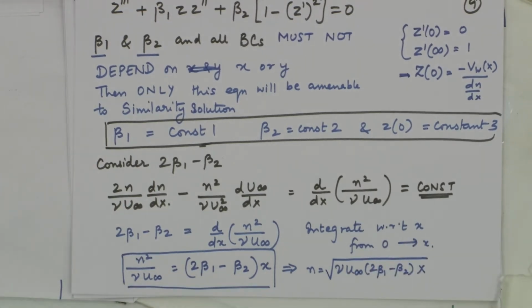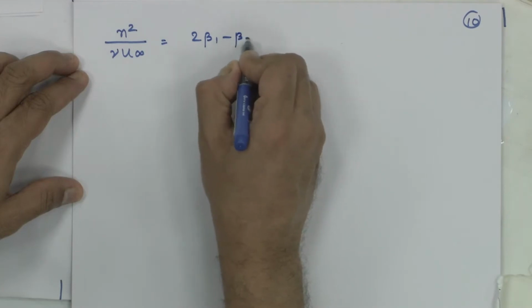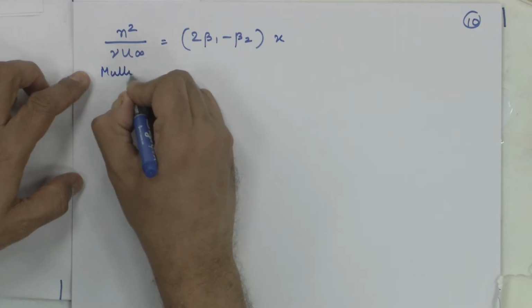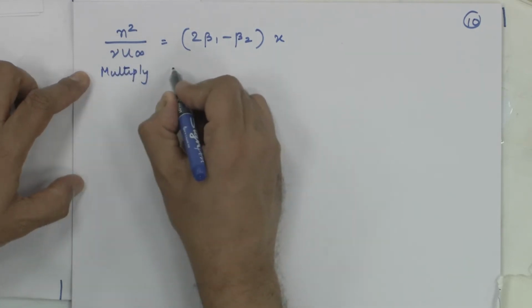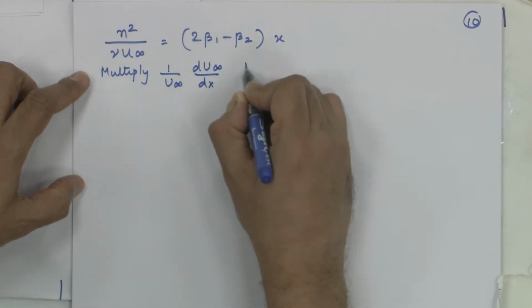We never told what this n was. Now, we are going to give it an expression. Let us keep this in mind. Okay, let us just keep this here and let us multiply this. This is slide number 10. You had n squared by nu u infinity is equal to 2 beta 1 minus beta 2 into x. Multiply by 1 by u infinity du infinity by dx both sides.